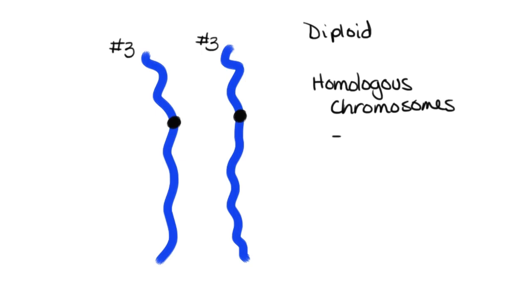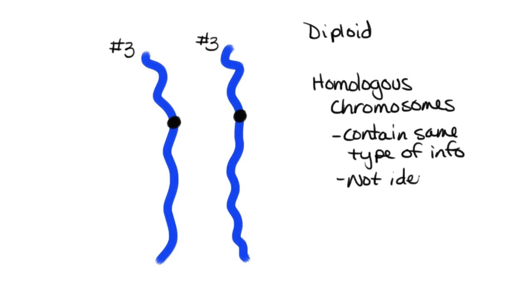These are going to be chromosomes that contain the same type of information, but they are not identical to each other. They are, however, going to look alike. So I've tried to draw them here so that they look the same size and shape as each other. And the reason that we have 2 of these is because we are produced by sexual reproduction. And since we are produced by sexual reproduction, that means that we have 2 different parents that are contributing to the DNA that makes us up.